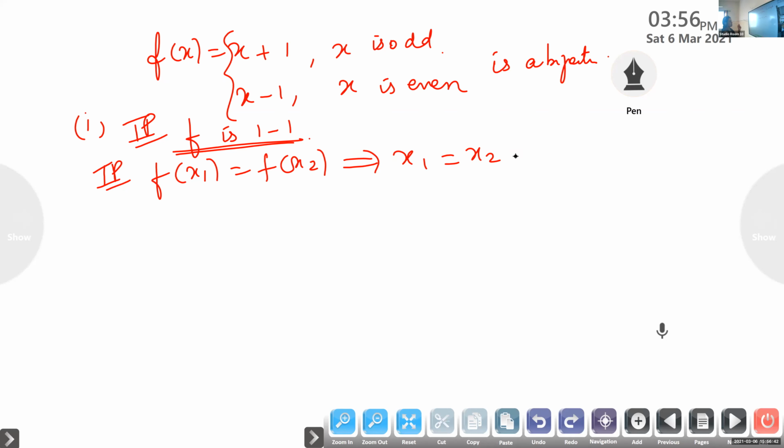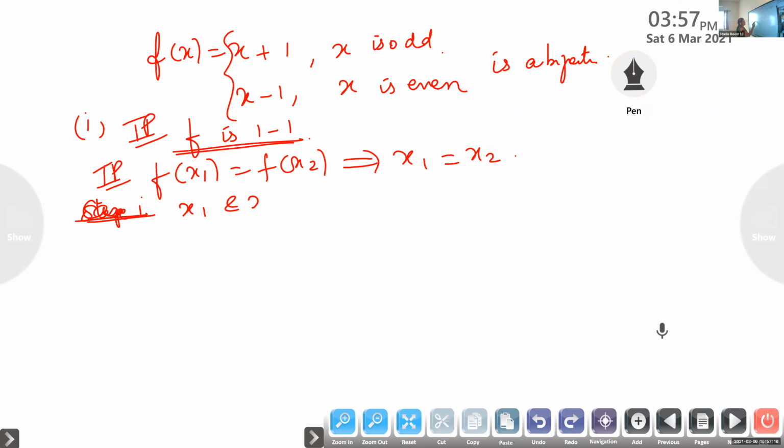For proving this, we are going to consider 4 different cases. It is different from the previous questions. In the previous questions, a single function was given. Now you have multiple functions: based on odd, one function is there; if x is even, another function is given. That is the difference here. So we'll check whether it is 1, 1 or onto in 4 different cases.